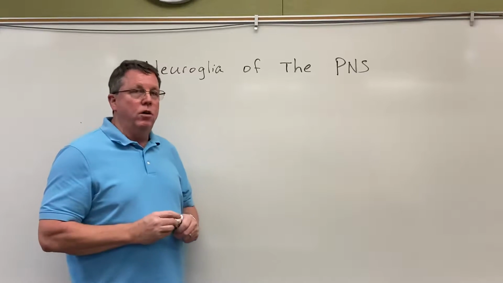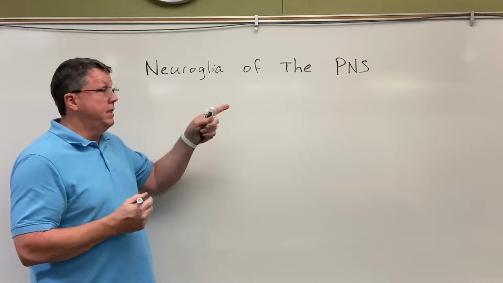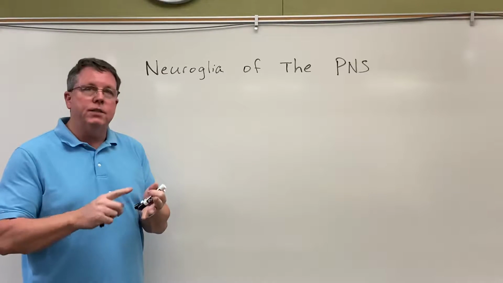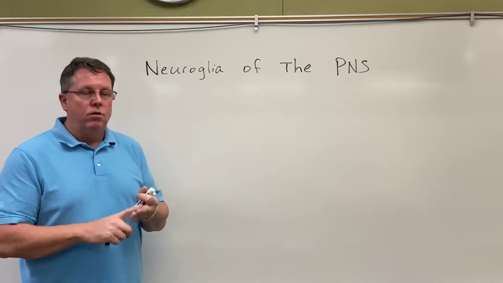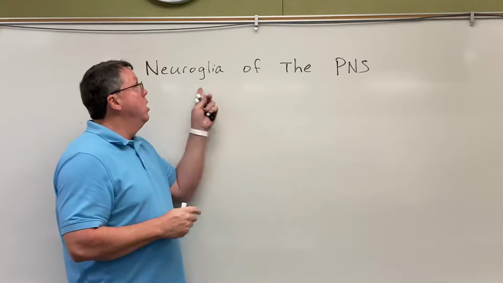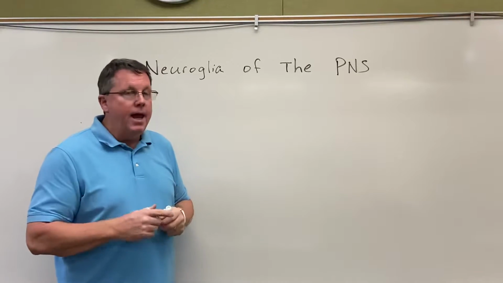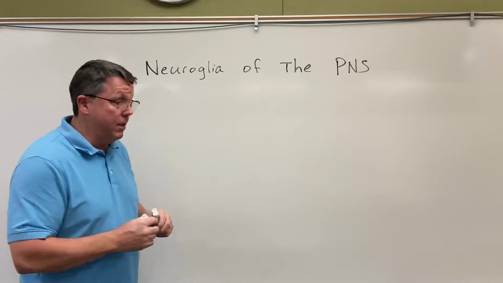Okay, hi everybody. So last time we met, I was talking about the neuroglia of the CNS, and that was your astrocytes, your oligodendrocytes, your microglia, and your ependymal cells. So today we're going to be talking about the neuroglia of the PNS, the peripheral nervous system. And there's basically only two of these, so that's a good thing.